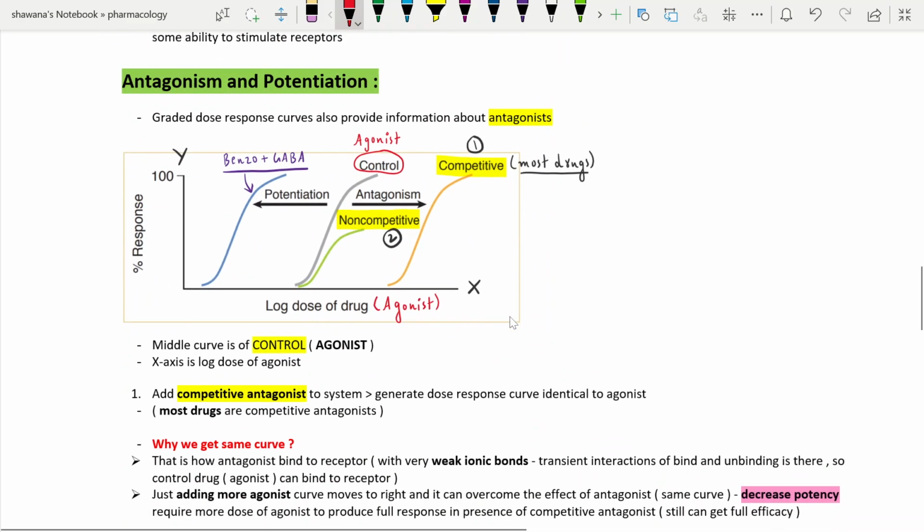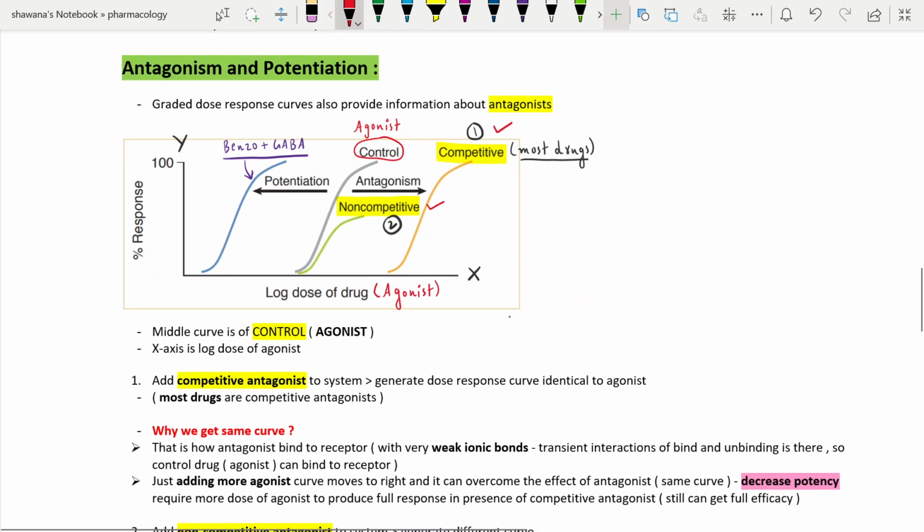The other terms regarding this chapter are antagonism and potentiation. Antagonism means that the drugs that are antagonizing something are acting opposite. And there are two types of antagonist. First is the competitive antagonist and the second is the non-competitive antagonist. You should remember that most of the drugs are competitive antagonists, and some drugs, I will mention their examples, are non-competitive antagonists.